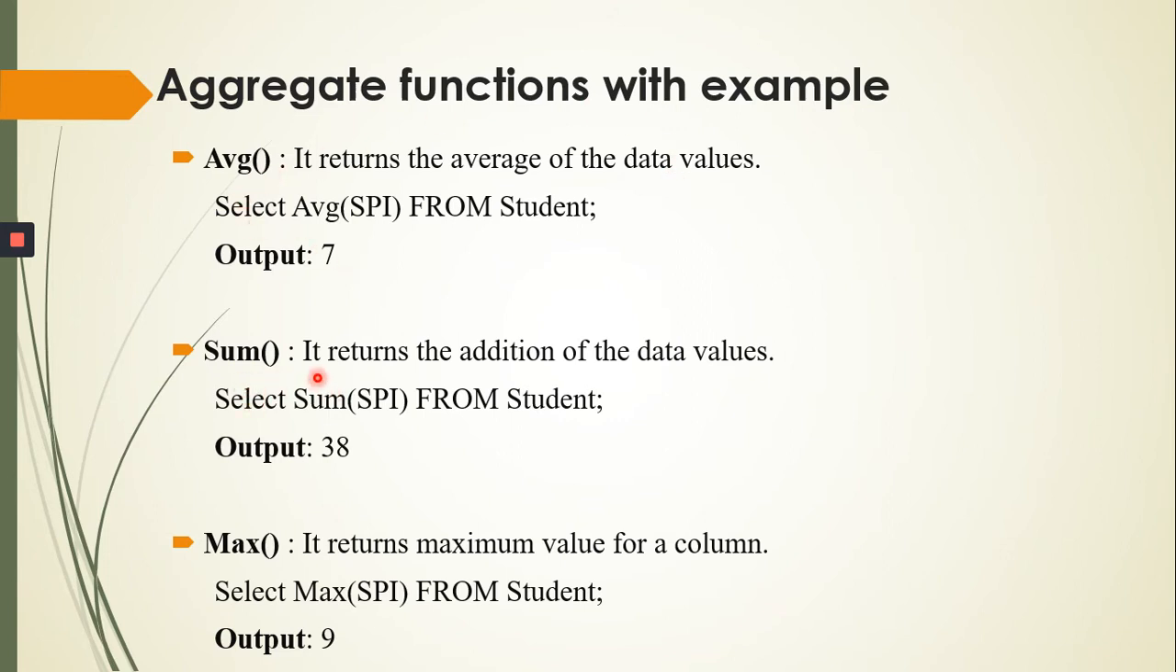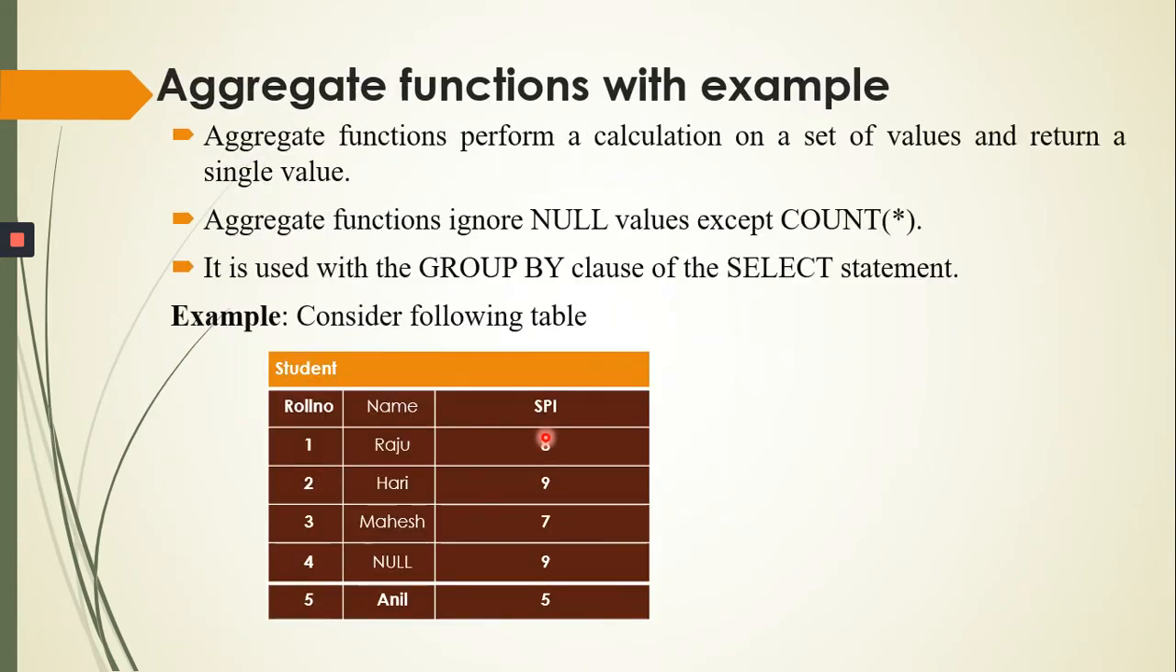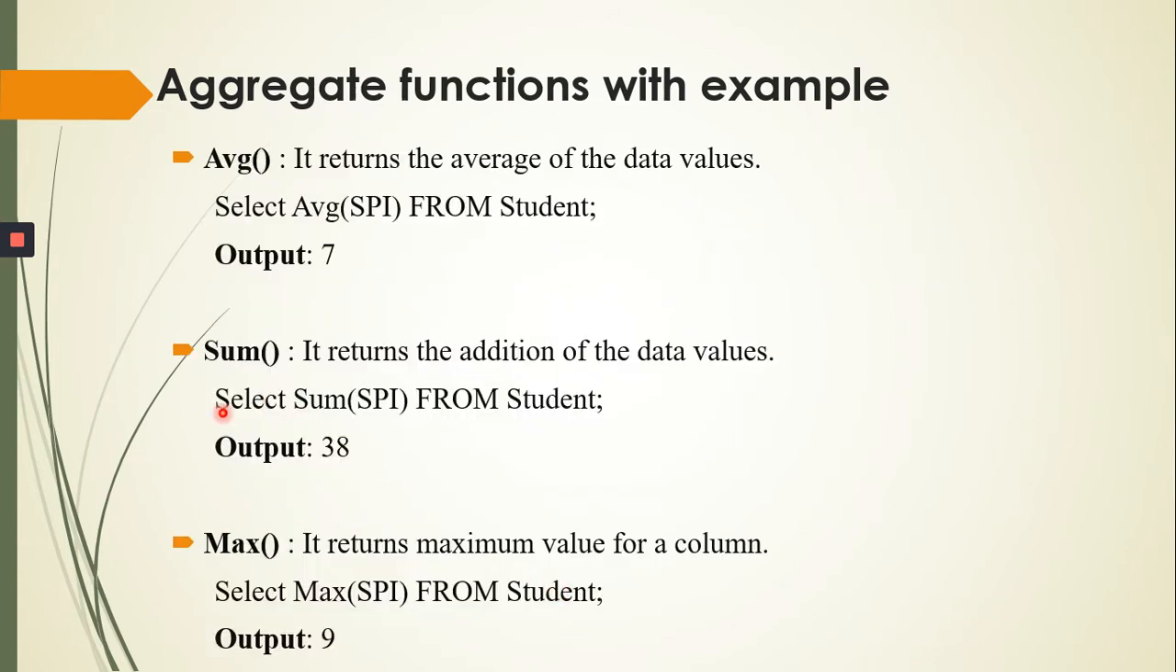Next is sum. As the name suggests, it returns the addition of the data values. Sum is performed on SPI. So we use the select statement, the aggregate function is sum, on the column SPI from the student table. So select sum SPI from student. It will calculate the sum 8 plus 9 plus 7 plus 9 plus 5, and it will give the output 38.